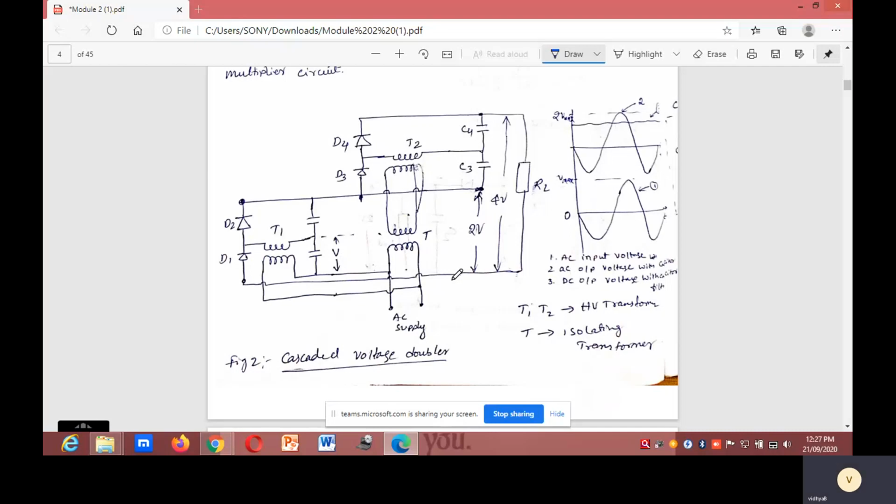In this, T1, T2 are HV transformers, and C1, C2, C3 are capacitors. RL is a load resistance, and T is an isolating transformer.